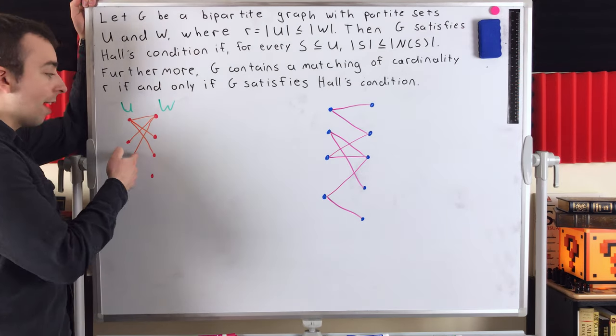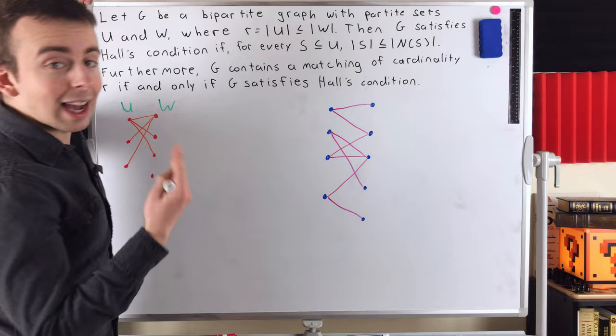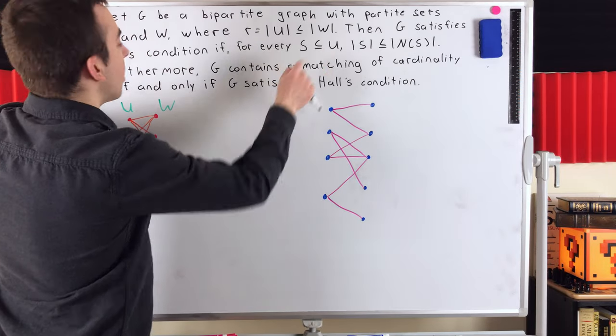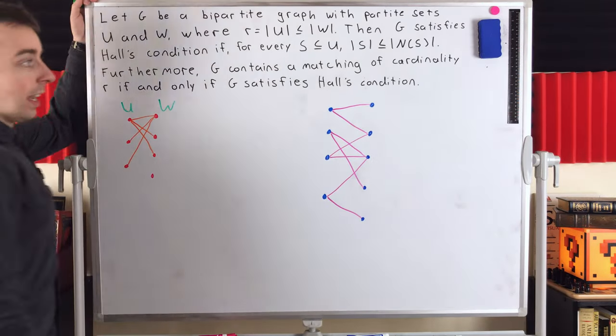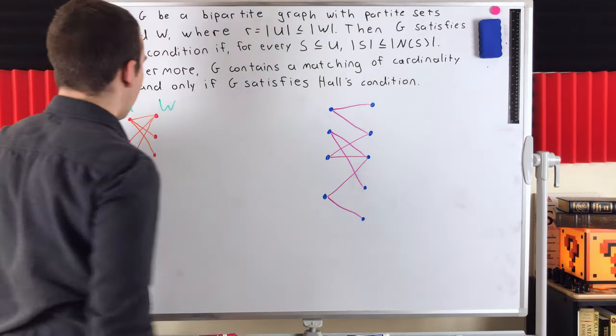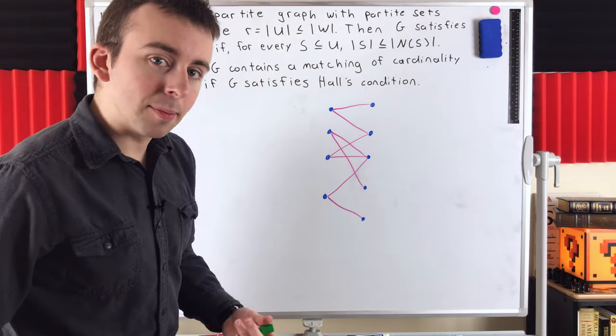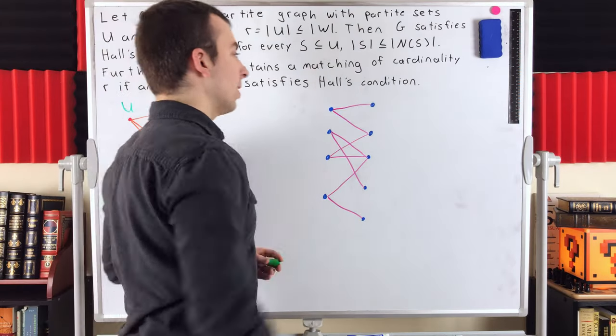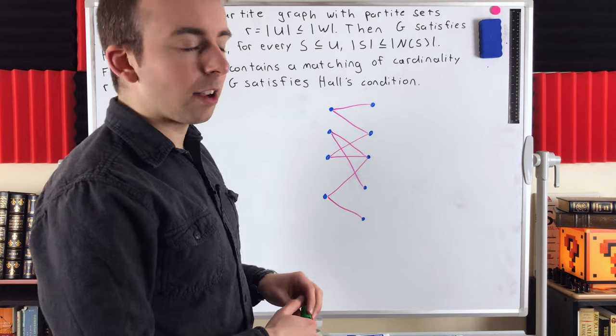So to see if this graph satisfies Hall's condition, we'd have to look at every subset of the smaller partite set and see how many neighbors it has. See if it satisfies this inequality. If any one of those subsets doesn't satisfy this inequality, then the graph doesn't satisfy Hall's condition.